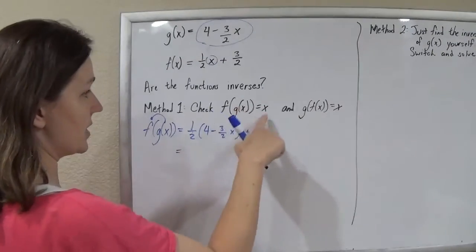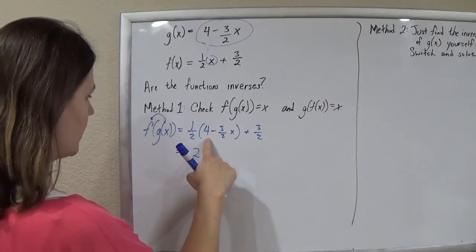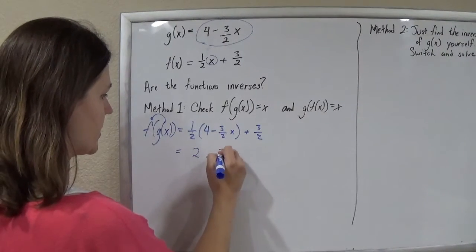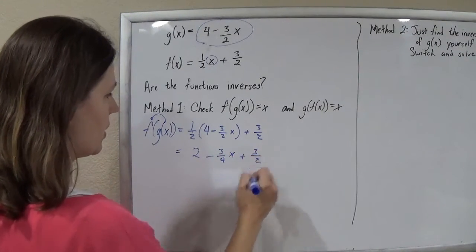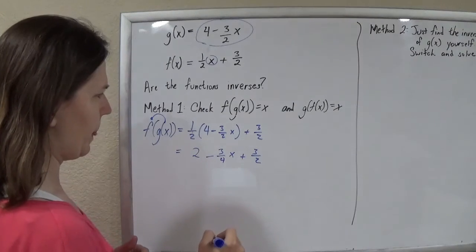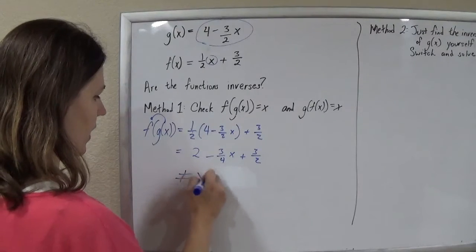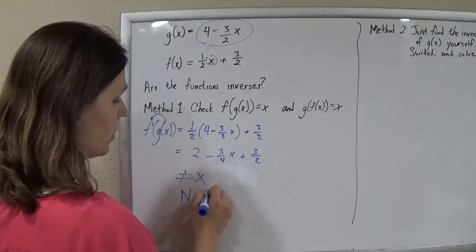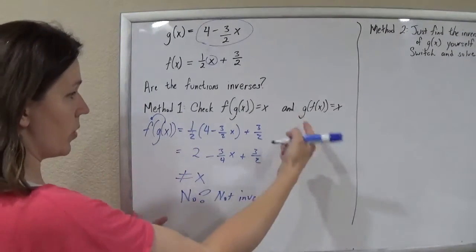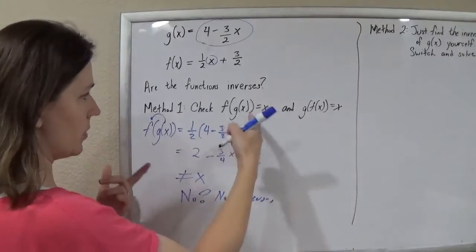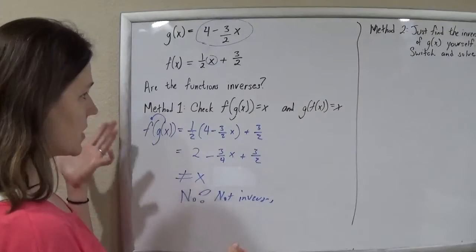Let's see if this equals x. If it does, they are inverses. So that's a 2, this is minus 3/4 x, and this is plus 3/2. This is not looking good, right? This does not equal x, so no, not inverses. Bummer. And we don't need to check this one, because if it didn't work, it's not going to work. Usually if it works one way, it's going to work both ways. But here it just didn't work.